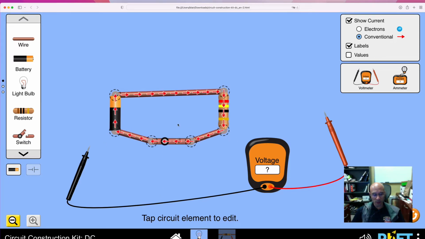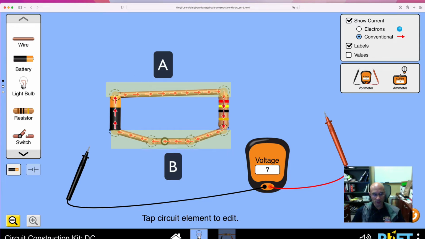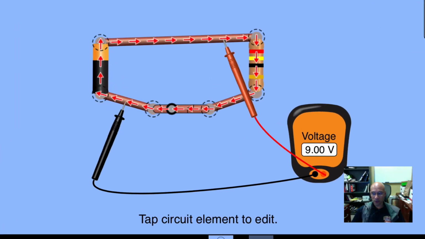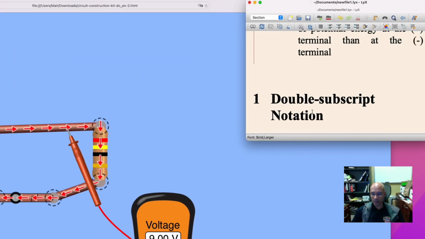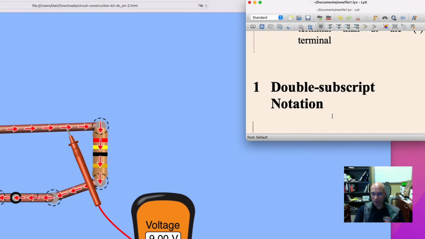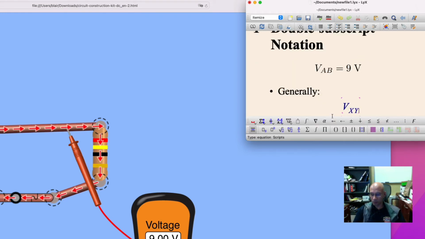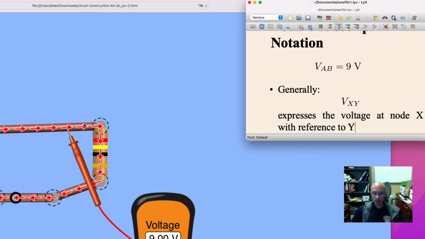So now that we have two nodes, let's call the upper node A and the lower node B. We can measure the voltage of A relative to B, and that's 9 volts. The way we write that mathematically is using double subscript notation. So I would put here V subscript AB equals 9 volts. So we have a double subscript voltage. In this case, VAB is 9 volts. That is to say that A is 9 volts higher than B.